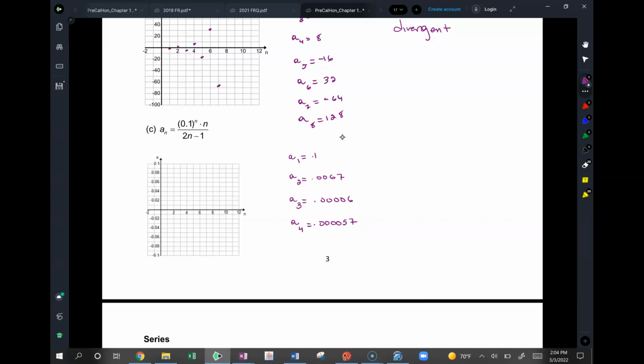So look at what I did with the scale here, right? I'm going to 0.1 and negative 0.1, just so we can have some space here. So we start at 0.1, then we go to 0.0067 here. I don't know if there was an extra number of zeros there. And then it's all the way down here and down here. So what do you think is happening to this one? Convergent or divergent? Convergent.